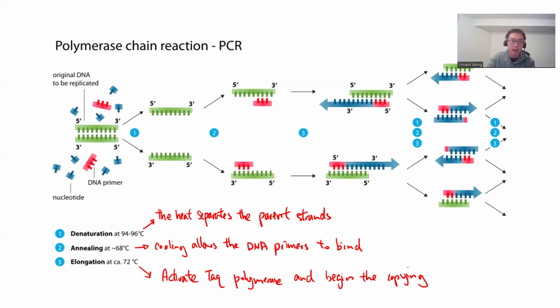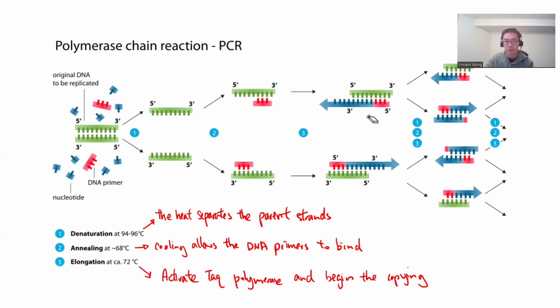Now you might wonder, how come they didn't get turned on at the beginning when you heat it all the way to 95 degrees? Well, they could be turned on at that point, but there are no primers. Without the primers, they don't know what to copy, right? It's like the book without the sticky tags. They don't know which part to copy. So it doesn't matter. It's only when you bring it down to about 68 that the primer is going to attach, and then you activate the Taq polymerase, then they will copy.